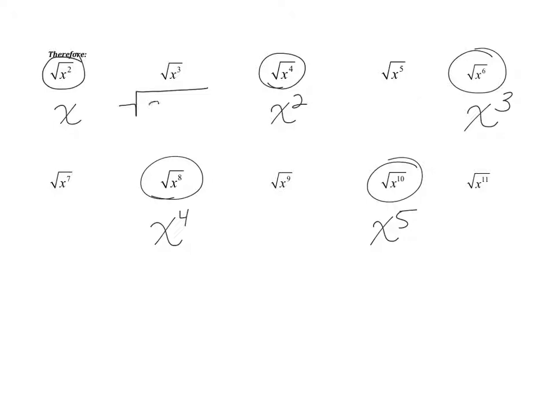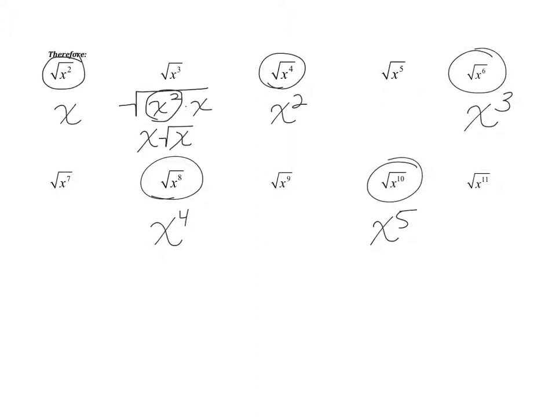So can't I rewrite this as x to the second times x, right? Because if you add the exponents, that is equal to x to the third. Well then, x to the second is a perfect square. So the square root of x to the second can come out, that's x, and then we're left with the square root of x inside.